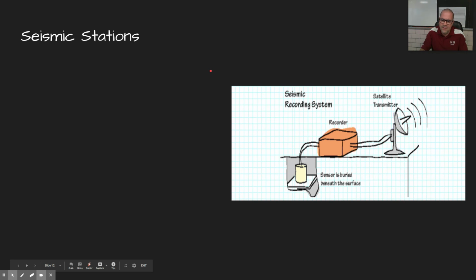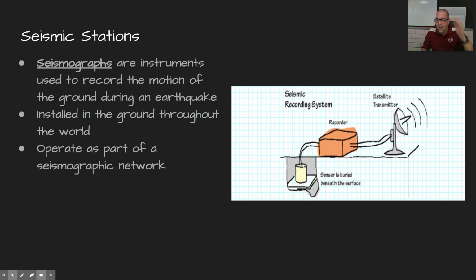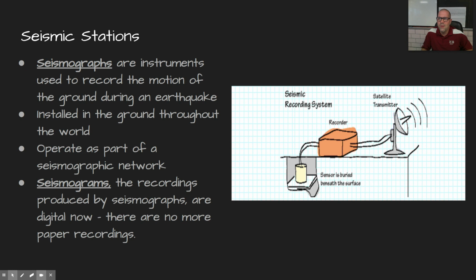Okay? So, seismic stations are the places on this planet where we have equipment that will monitor ground movements and will tell us if there may be an earthquake or not. So seismic stations have seismographs, which are instruments that are used to record the motion of the ground during an earthquake. Now, they're installed in the ground throughout the world. We have a seismic network.